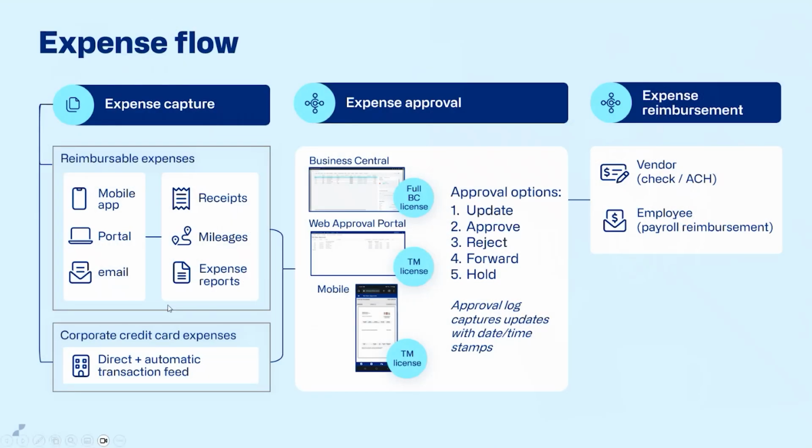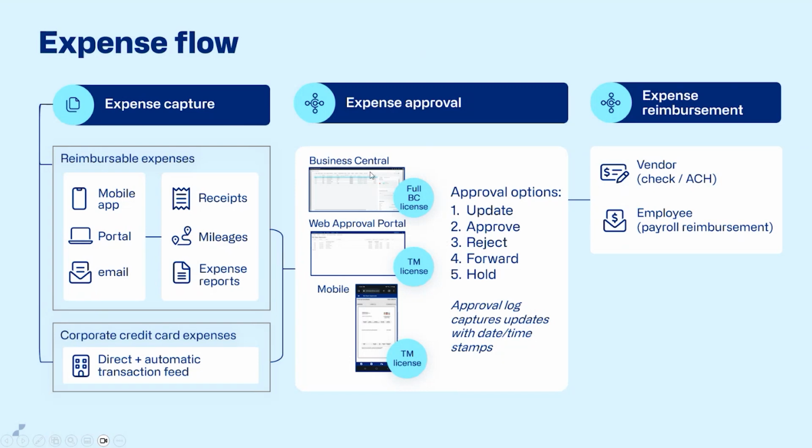The typical flow for expense is you use a mobile app, an expense portal, which is mobile app on a desktop or browser, or email in those receipts. That corporate card feed is going to come into Business Central directly, and we'll create the expense card for you.